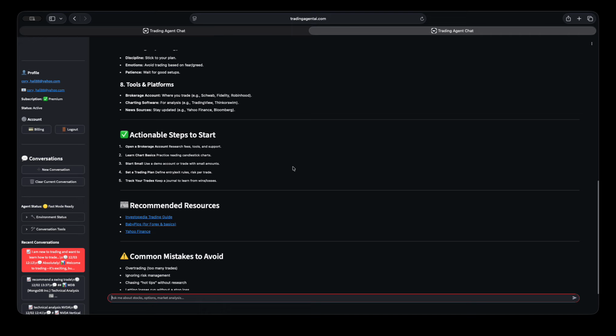And then set a trading plan, define entry and exit rules and risk per trade, which the agent's going to help you do, and track your trades. Keep a journal to learn from wins and losses.